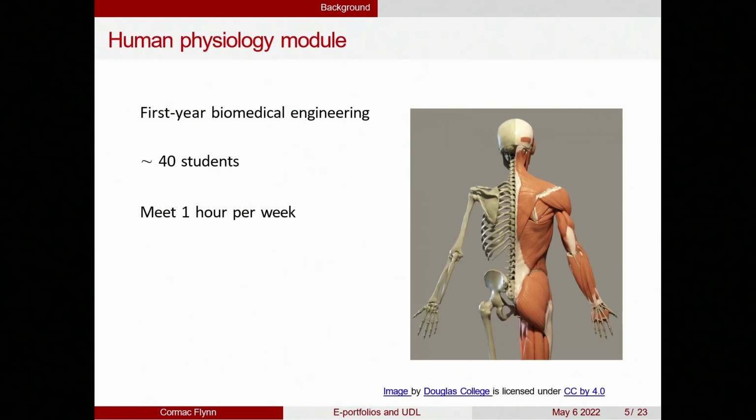So just to give a bit of context, the module where I use the ePortfolio assessment is the human physiology module. It's a first-year module on the biomedical engineering program. Typically, there's about 40 students, certainly about 40 students at the end of the year. There's a common entry component in the program, so students choose what they want to do at Christmas time. So it starts off around 80, so by the end of the year, it's about 40 students. And it's pretty tight. We only meet 1 hour per week. That has some implications in terms of how I run the ePortfolio assessment.